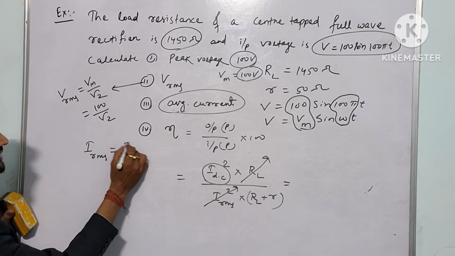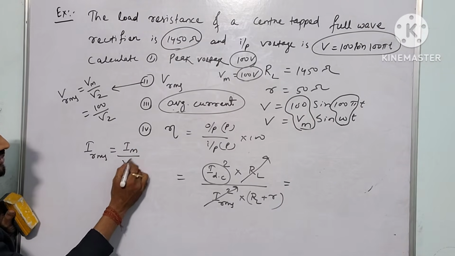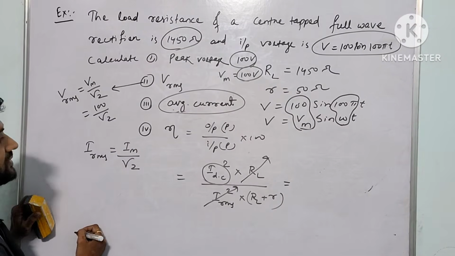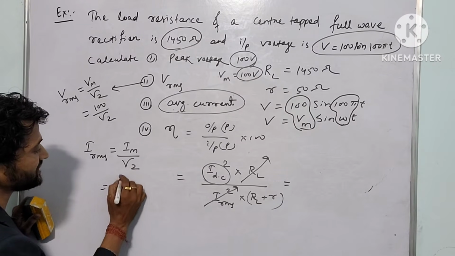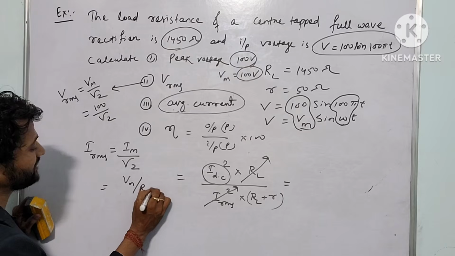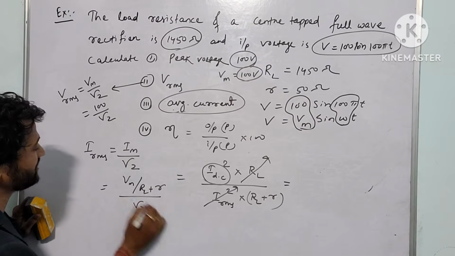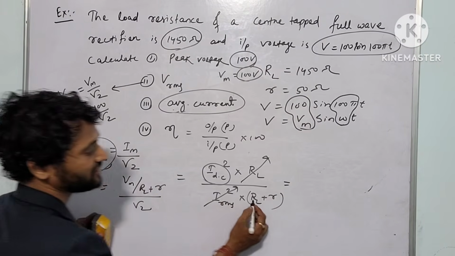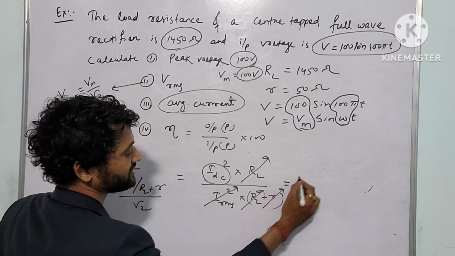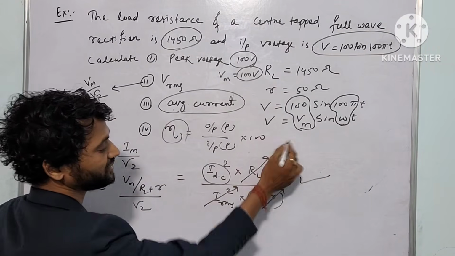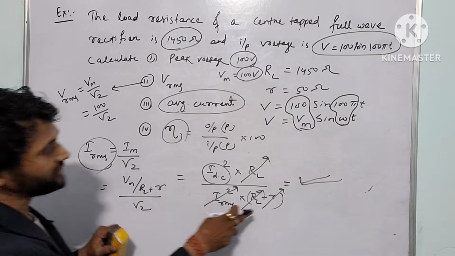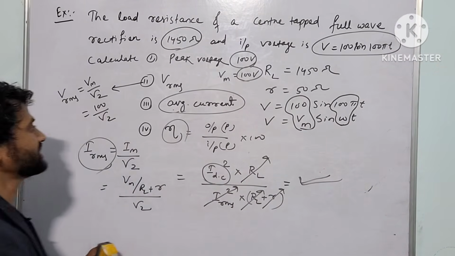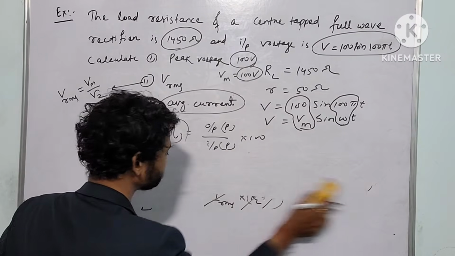IRMS का फॉर्मूला क्या है? I max upon √2, right? So Imax कैसे निकालोगे? Imax is nothing but V max upon RL plus smaller. So ये IRMS मिल जाएगा. So RL is given, R is given, so you can find out the efficiency. 100 multiply कर दो, efficiency आ जाए. ठीक है? So you solve it and answer comment box में लिखना.